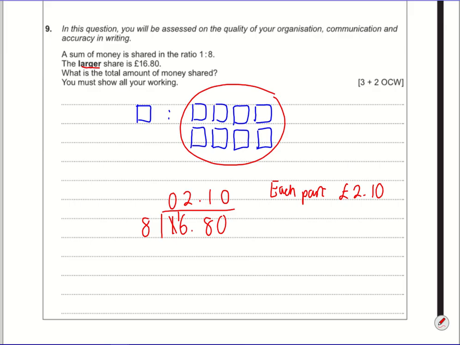Right, what is the total amount of money shared? So you've got a few ways of doing this now. Now we know that this side of the ratio has also got £2.10. You could add £2.10 onto £16.80, or you could do £2.10 times 9, because there are 9 parts altogether. But the total amount of money, however you do it, is going to be £18.90. Probably quicker just to add on the extra part, the extra £2.10 onto the £16.80 we already had.